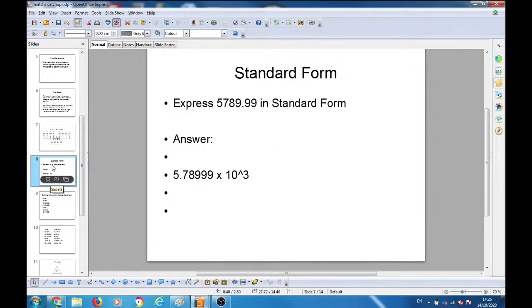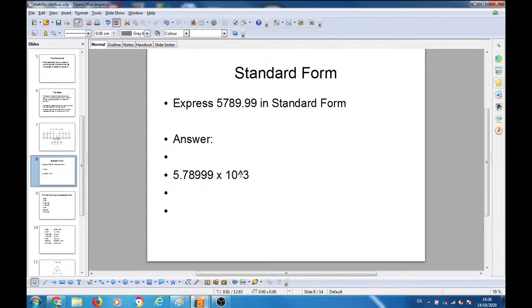Okay, the next one. Standard form. First one. So we've got express 578999 in standard form, and the answer would be 5.78999 times 10 to the power of 3.